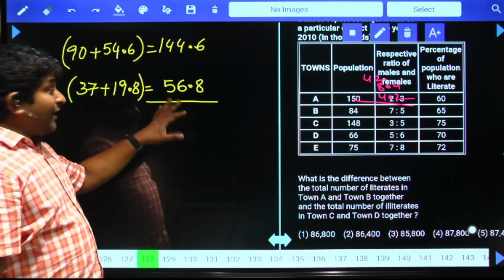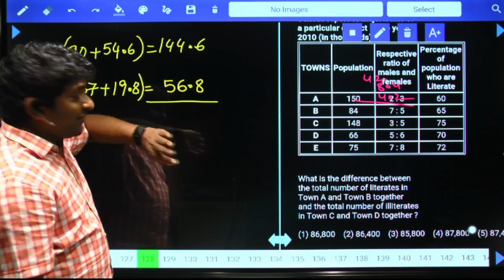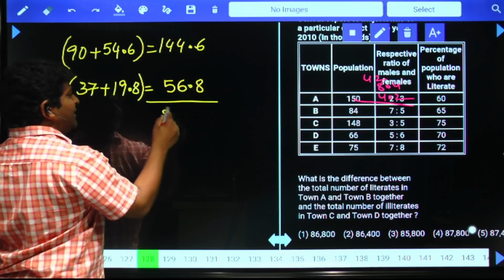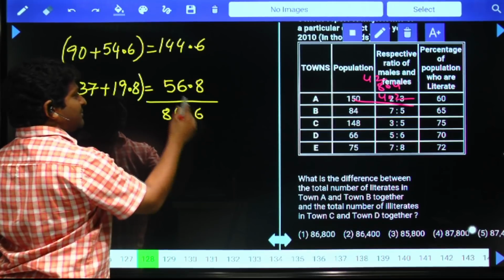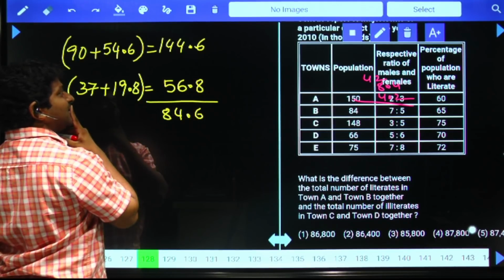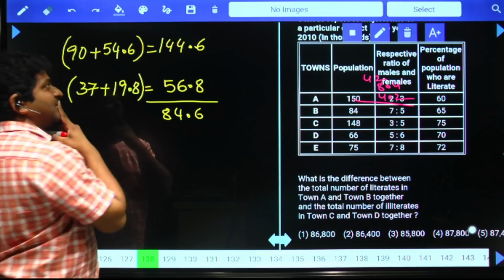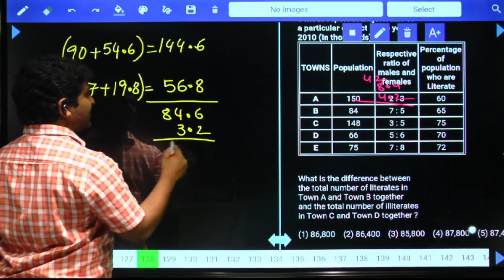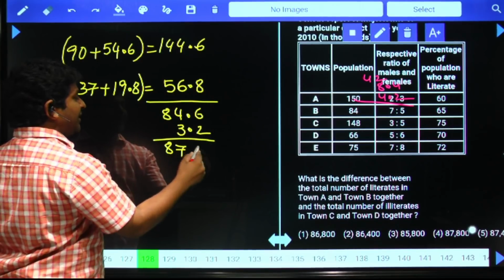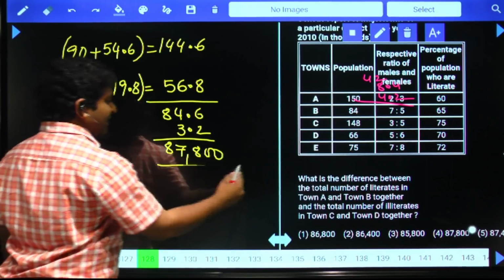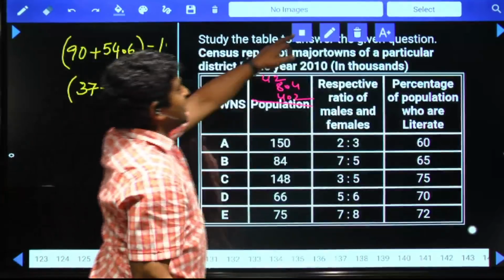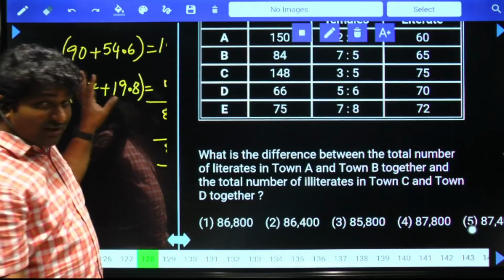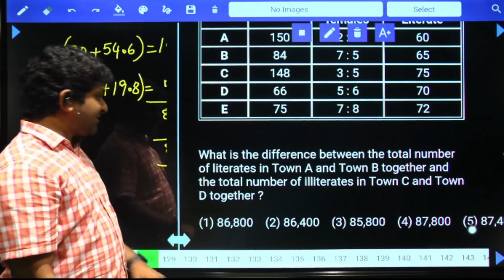This is what you need to calculate. Instead of this, let us subtract 60. We will add 3.2 later. When you subtract 60, that becomes 84.6. To this number, we need to add 3.2. When you add 3.2 to this number, it becomes 87.8 thousands. That is 87,800. 87,800, fourth option answer. I'm sorry, simplification made some mistakes.